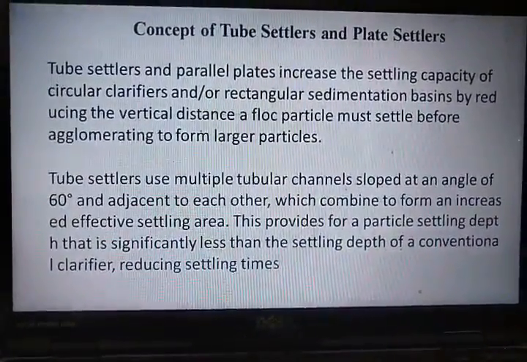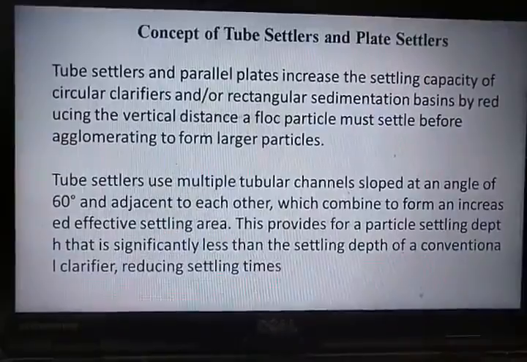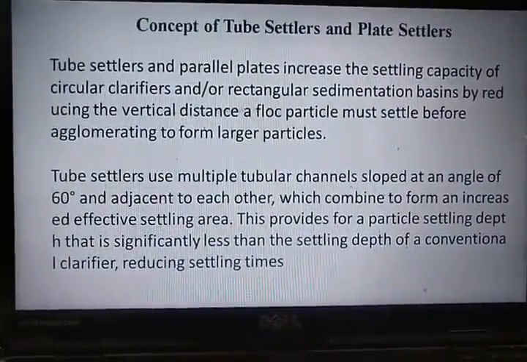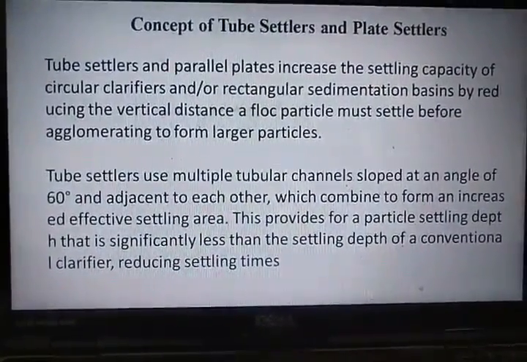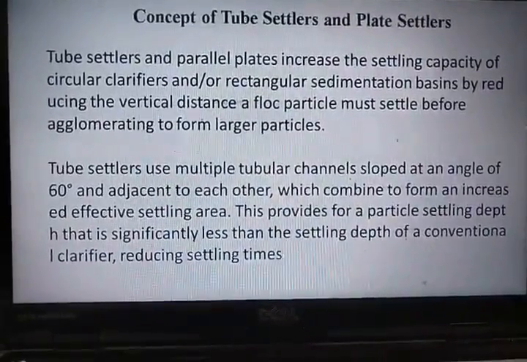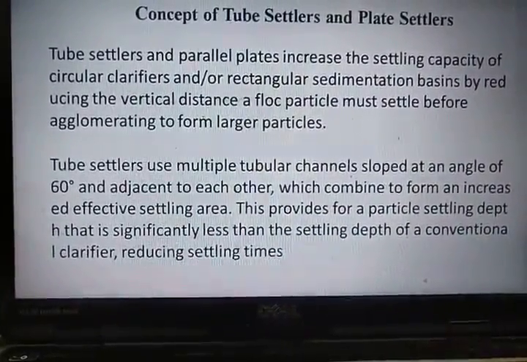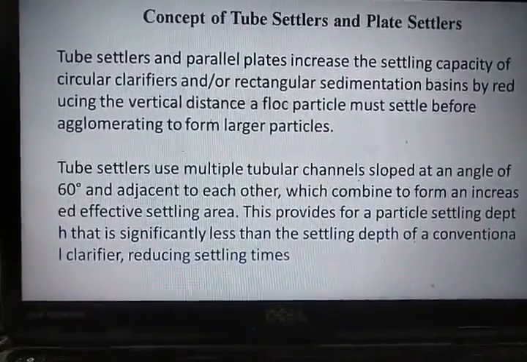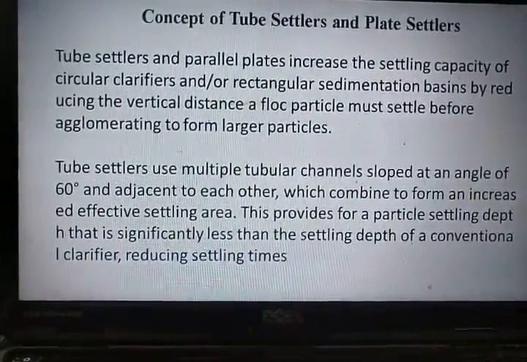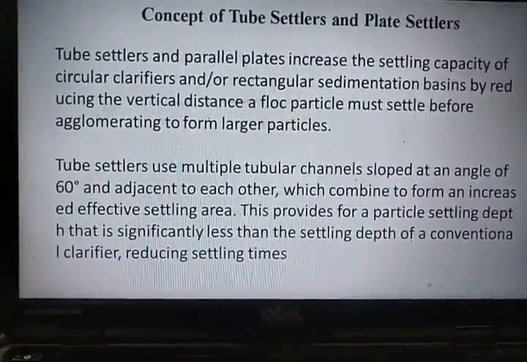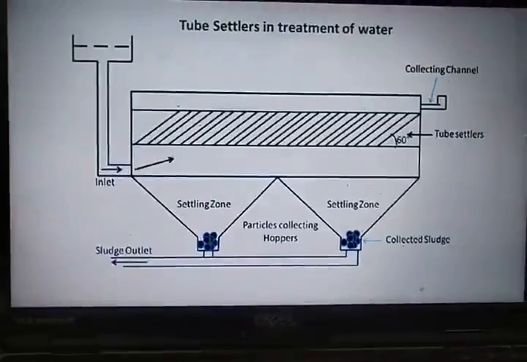So these plate settlers and tube settlers got popularity in recent times because they further reduce the velocity in the inlet zones, and because of the provision of multiple tubular channels which are placed at an angle of 60 degrees adjacent to each other, which will increase the settling area. This provides for a particle settling depth that is significantly less than the settling depth of a conventional clarifier, thereby it reduces the settling time, okay.